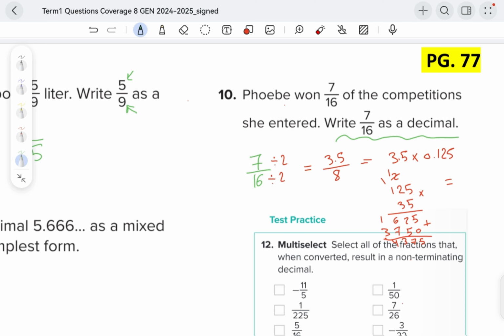Now we have to put the decimal point back again. We have 1, 2, 3 digits in the decimal part. Also here we have another one, so the total is 4 digits in the decimal part. 1, 2, 3, 4. The decimal point will be here. So the answer is 0.4375. Also, you can try the long division. If you want, you can use that long division. Try to divide 7 out of 16 using the long division. You will get the same answer.